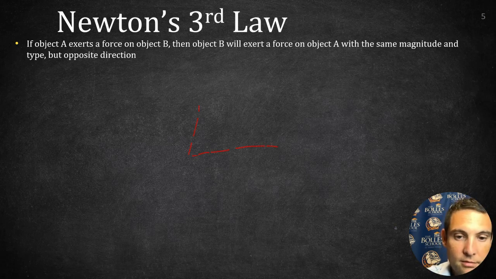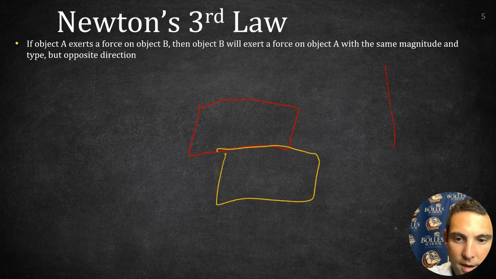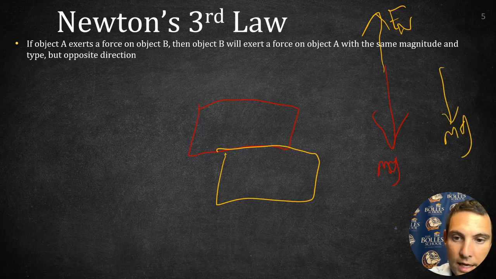What that means is, if we have a box on top of another box, the red box, or the top box, is going to push down with mg, and the orange box is going to push up with a normal force. If I analyze the forces acting on the orange box, there's a weight force and a normal force from the red box on the orange box, and then there is also that normal force acting upwards.